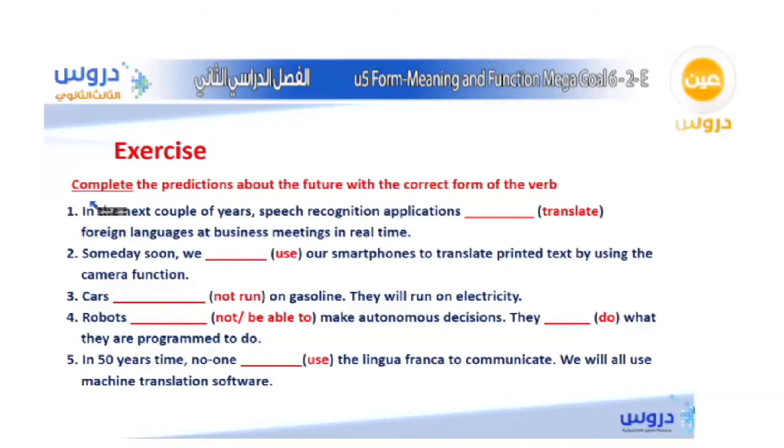Now we have this exercise. Complete the predictions about the future with the correct form of the verb. In the next couple of years, speech recognition applications translate foreign languages at business meetings in real time. So now he's talking about the future.